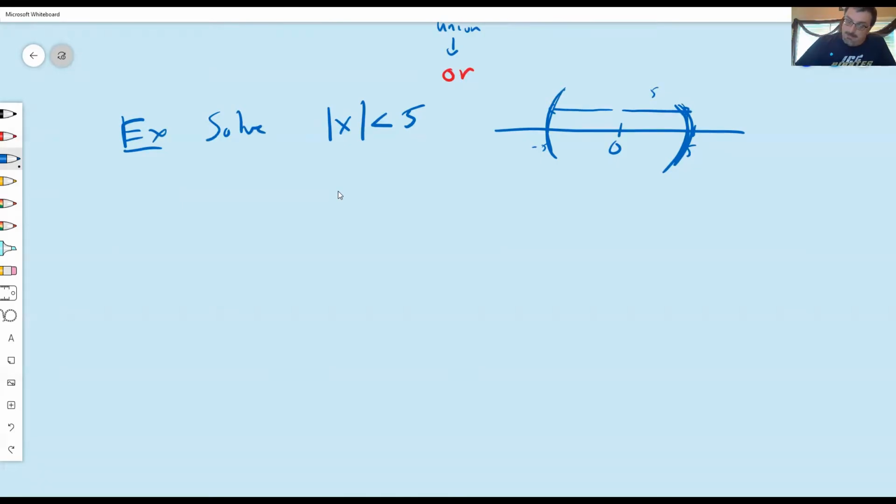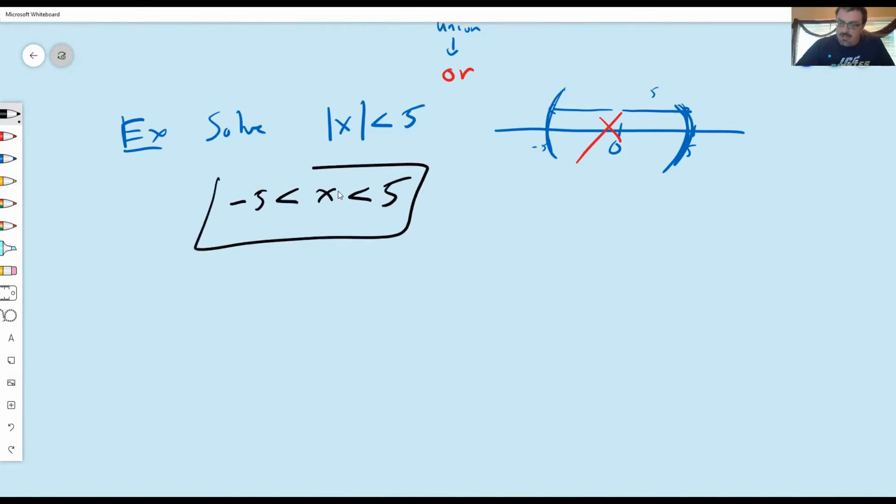This means that our x is in here. So the answer here would be -5 is less than x and x is less than 5. So it has to fall in between here. Again, it doesn't matter what your inside is. So if my inside was bigger or more complicated, it's still between -5 and 5, the inside is less than 5.